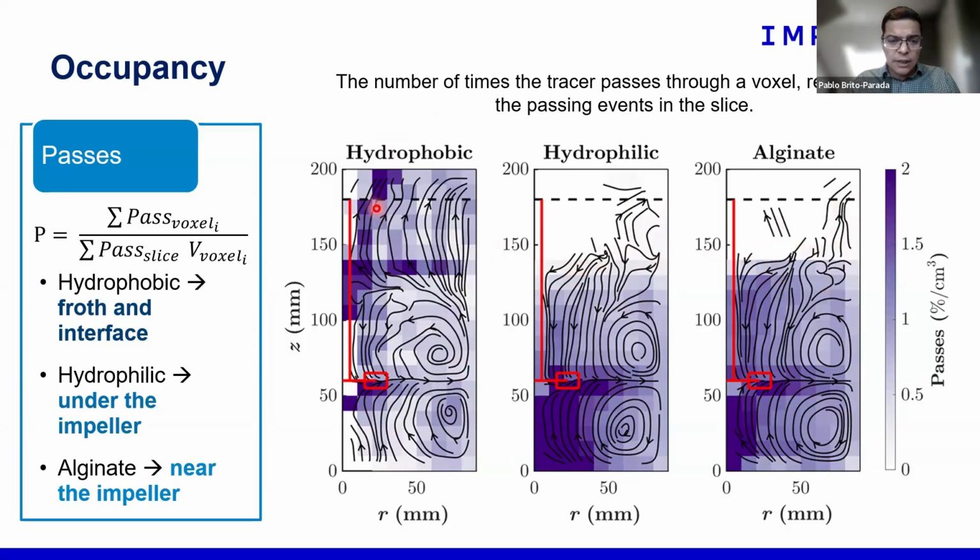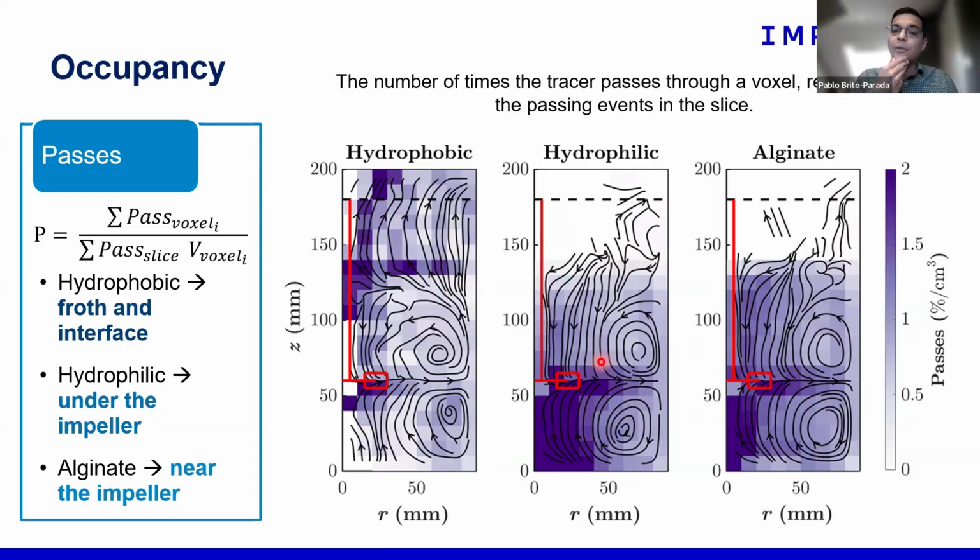And for the occupancy, you can clearly see that the values for hydrophobic and alginate in the froth section at the top are basically non-existent. So there are very, very few passes that give these average streamlines. But for the hydrophobic or valuable particle, we can see a lot of occupancy, higher values near the pulp-froth interface. What we see for the hydrophilic and the alginate is a lot of time spent for the hydrophilic below the impeller in particular, a bit less so for the alginate. But overall behaving similarly, which is what we expect.